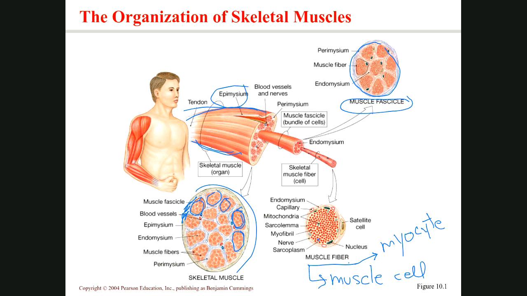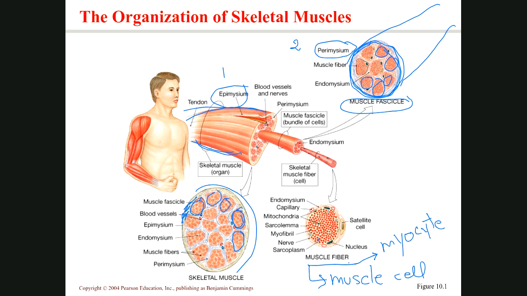The smaller circles inside the circle are the muscle cells, and the connective tissue that brings these fascicles together, or these muscle cells together, is called the perimysium. So epimysium was first. Second is the perimysium. Epimysium surrounds the entire muscle. The perimysium surrounds a group of muscle cells, which we call a fascicle.